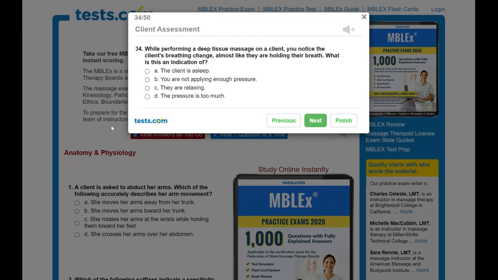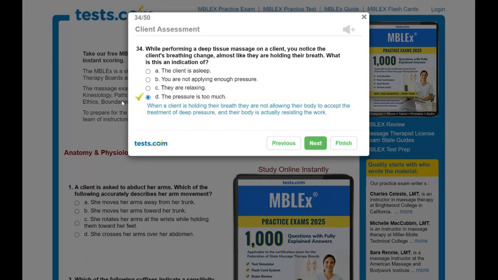Question 34. While performing a deep tissue massage on a client, you notice the client's breathing change, almost like they are holding their breath. What is this an indication of? A. The client is asleep. B. You are not applying enough pressure. C. They are relaxing. D. The pressure is too much. D. The pressure is too much.